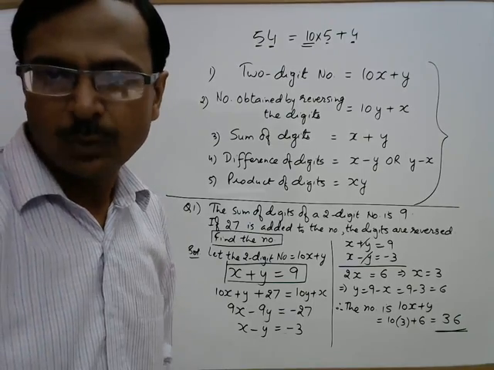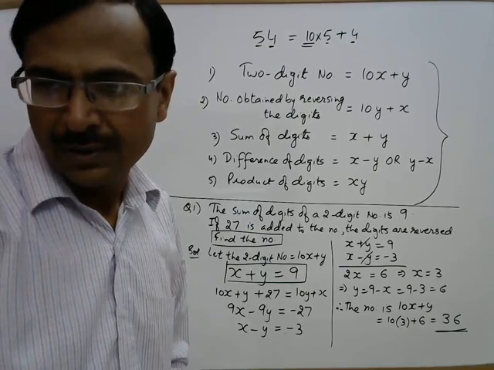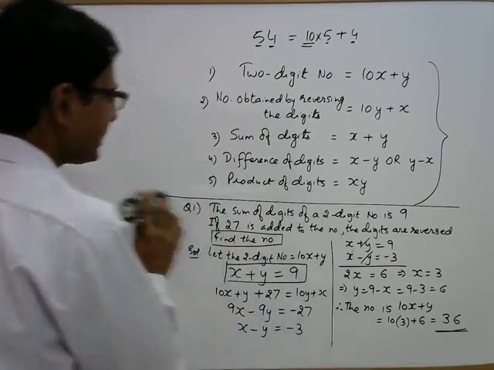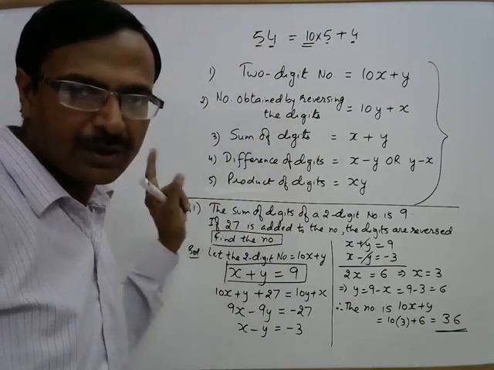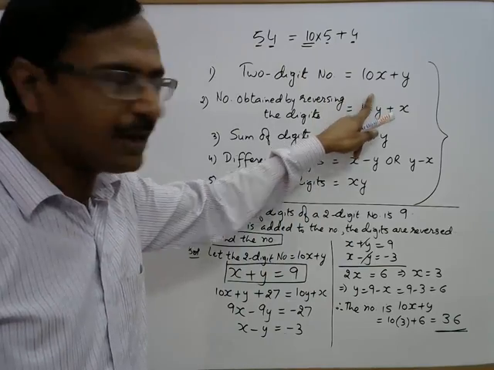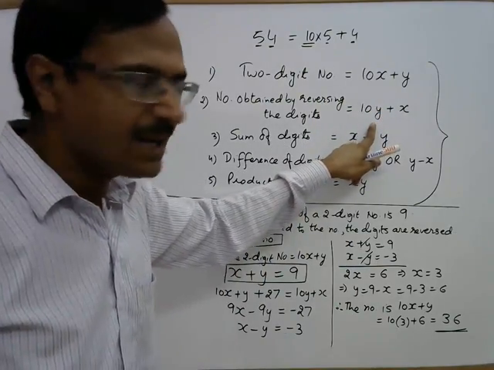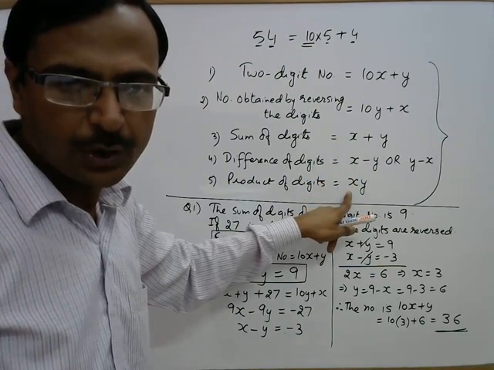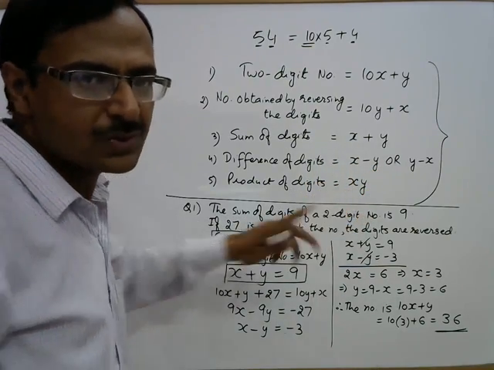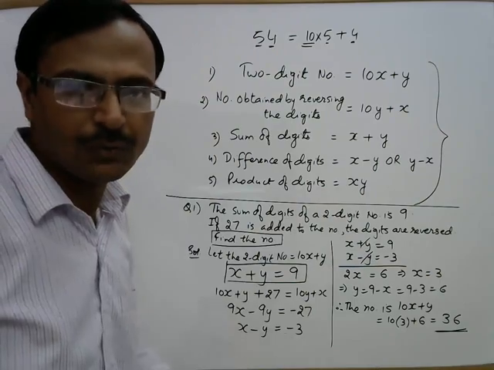Okay, I don't think there are more doubts. So let's take up the second question now. I'm rubbing off the concept. I hope you know the concept now. Number is 10x plus y. Number obtained by reversing the digits is 10y plus x. Sum of digits is x plus y. Difference of digits is x minus y, and product of digits is xy. Let's carry on with the questions now.